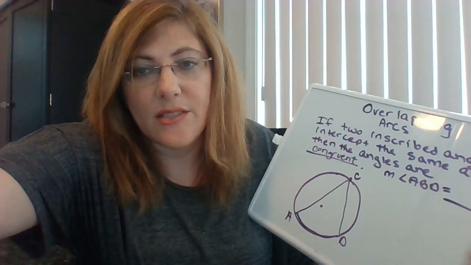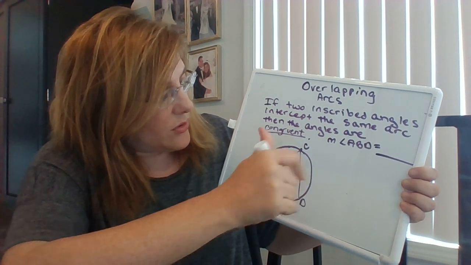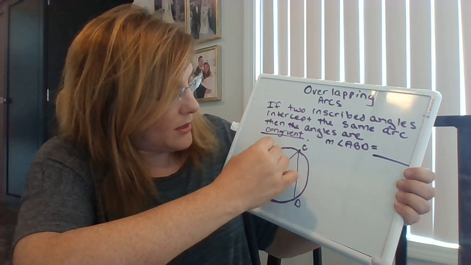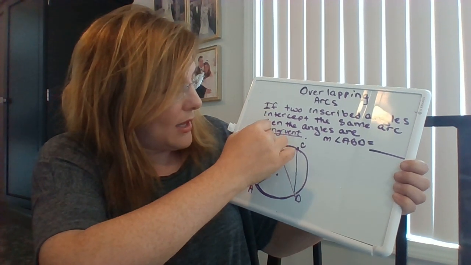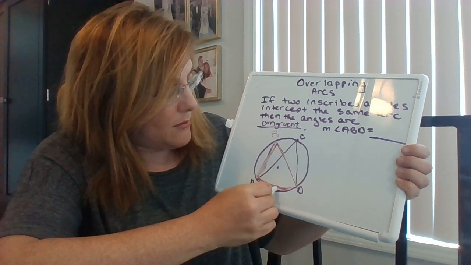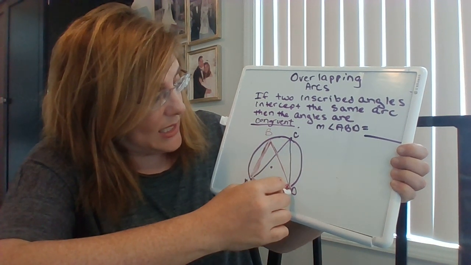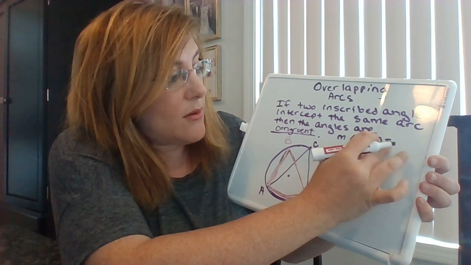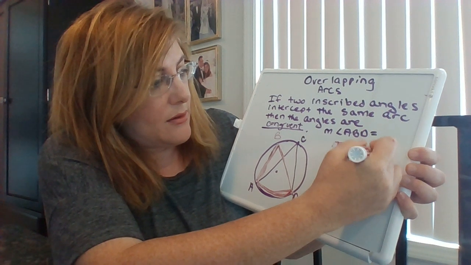Okay, so we're continuing from our last video. We were right here, and it says, if two inscribed angles intercept the same arc, then the angles are congruent. Well, here's one inscribed angle, angle ACD. Here's another inscribed angle right over here. Let's call it ABD, right? Notice how they intercept the same arc. They both intercept that arc. So angle ACD and angle ABD must be congruent. So the measure of angle ABD equals the measure of angle ACD.